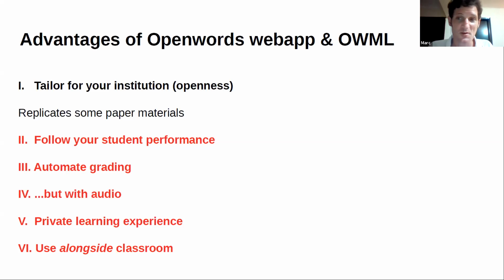Number 4, your paper doesn't speak to you. So you can also have an audio element to your learning material. It is a private learning experience. This is something students can do on their own. Paper does that, of course, as well. But you can also use this alongside the classroom. So this doesn't have to take up classroom time. It could be something that you assign to your students and they can do outside of classroom, or inside if you wanted.